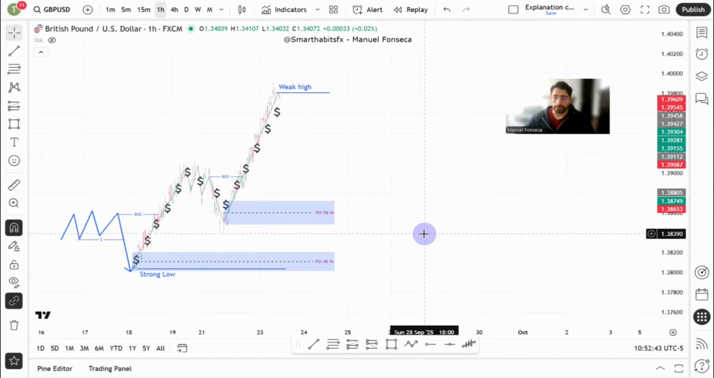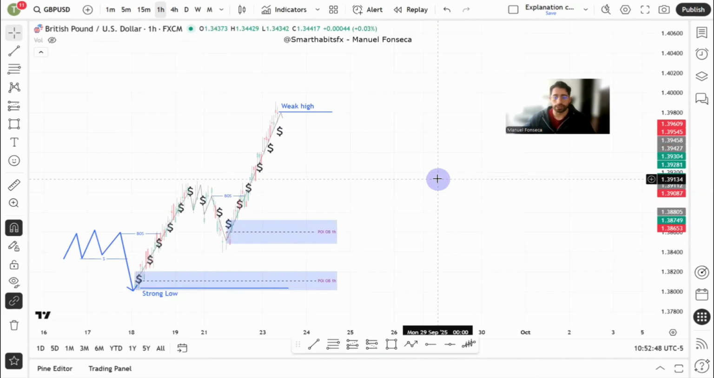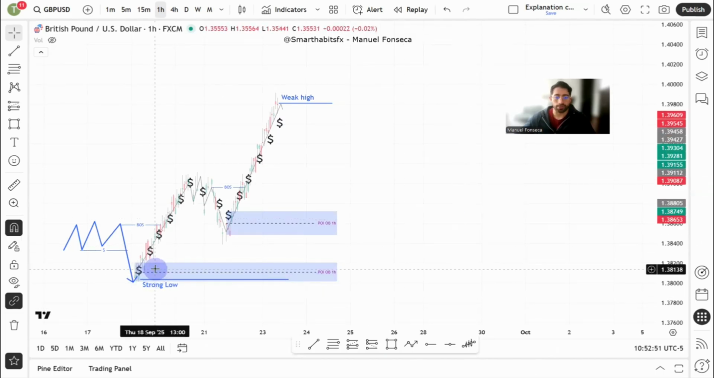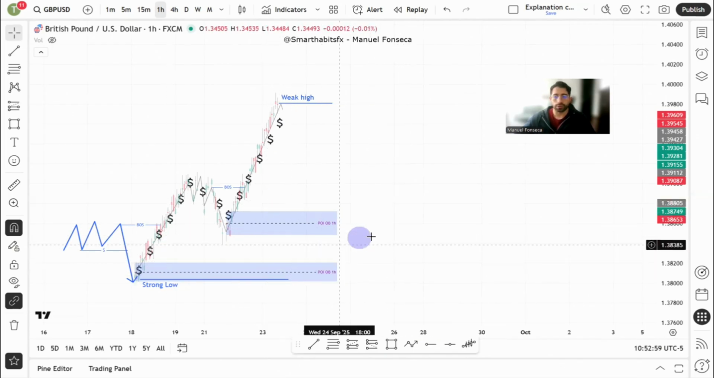So we already have this. We already spot the market structure bullish. Then we find out our point of interest, right? And now we have to find our liquidity areas. Now, liquidity areas, as you remembered well, are those areas where the price is likely to have lots of orders.